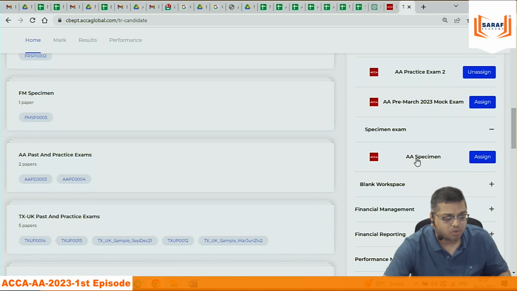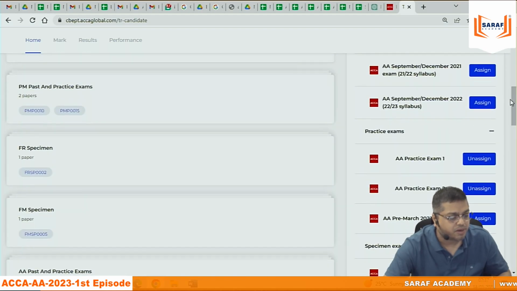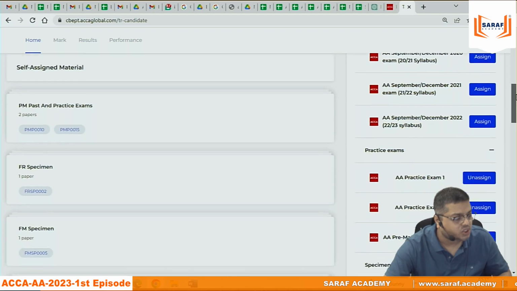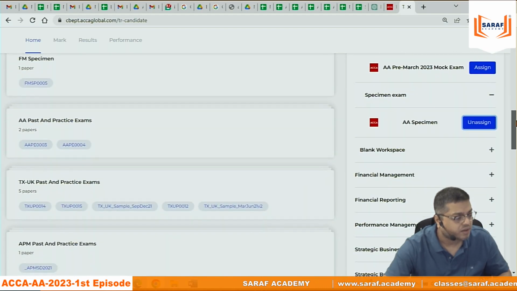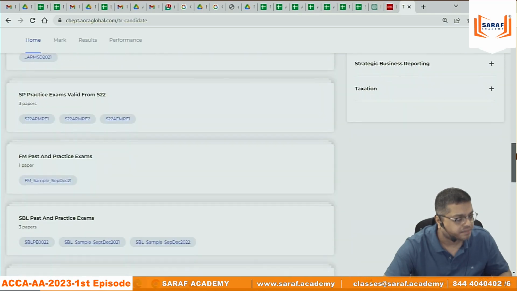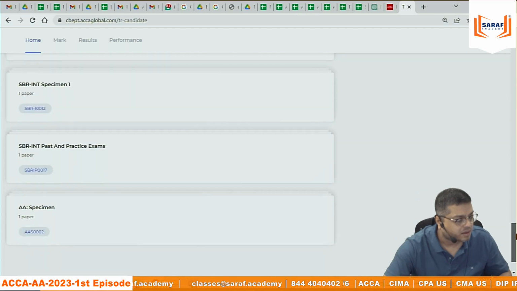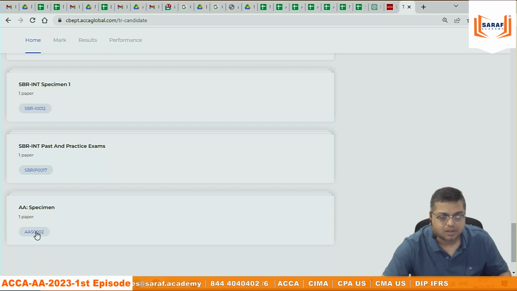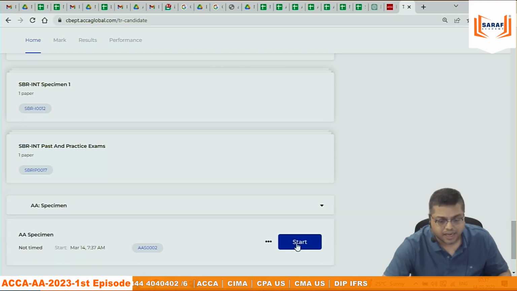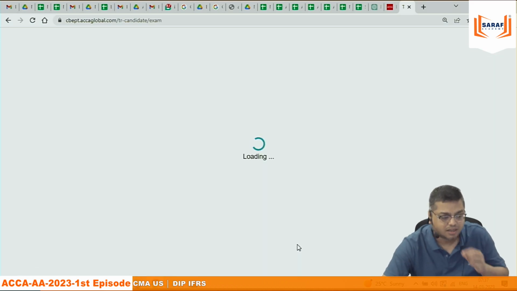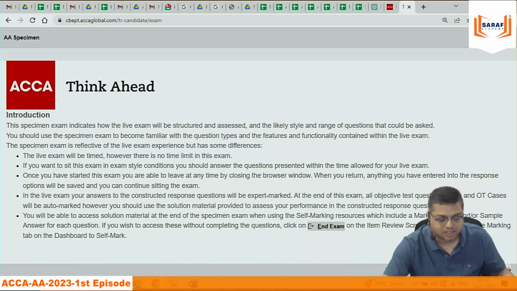Now suppose I am going into this specimen paper. For going into this, I need to assign. Once I assign, then on the left hand side I will be able to see auditing and assurance. I want the AA practice exam. AA specimen exam. They are asking, do you want to start the paper? I am saying yes, so start. We are not solving because we have not studied anything.